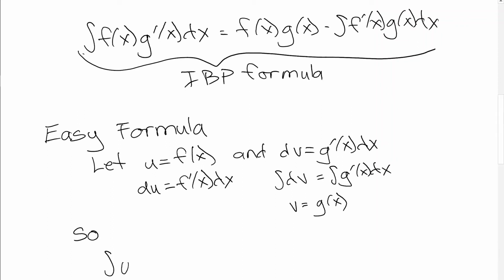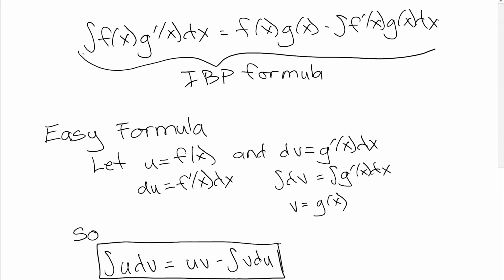The integral of u dv is equal to f of x times g of x, so that's going to be u times v, minus the integral of g of x, which is v, times f prime of x dx, which is du, so the integral of v du. And we now have our easier to remember integration by parts formula. The integral of u dv is equal to uv minus the integral of v du.